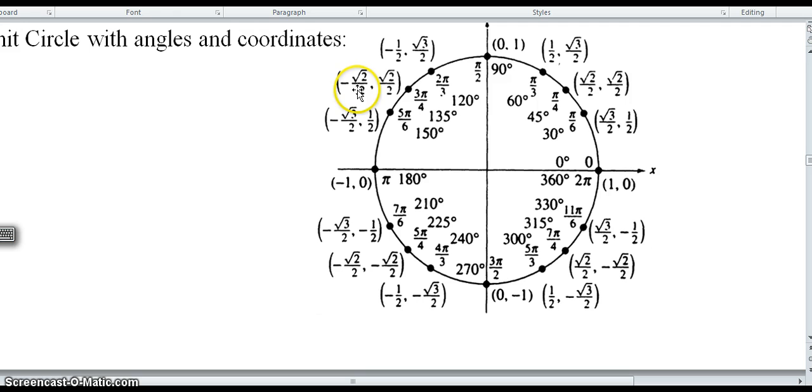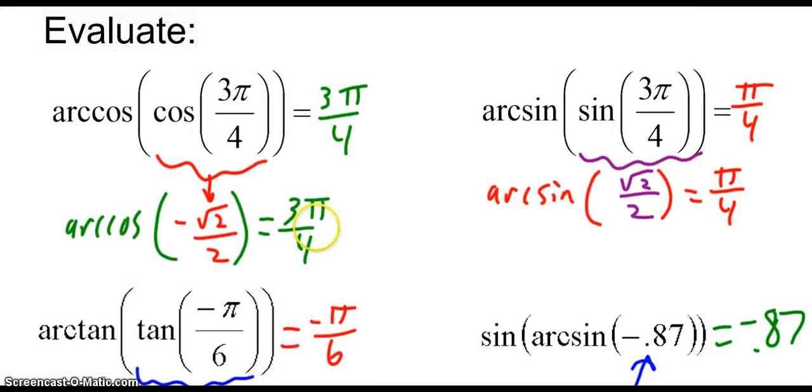Again, if you're confused on that, look at the unit circle at 3 pi fourths. The x value is negative root 2 over 2. This is the range of the arc cosine function, so within that range, where does the x value equal negative root 2 over 2? It's at 3 pi fourths. So that's how I come up with the answer. Here we'll see in the next example, it doesn't always work out that way. We'll talk about that in a second.